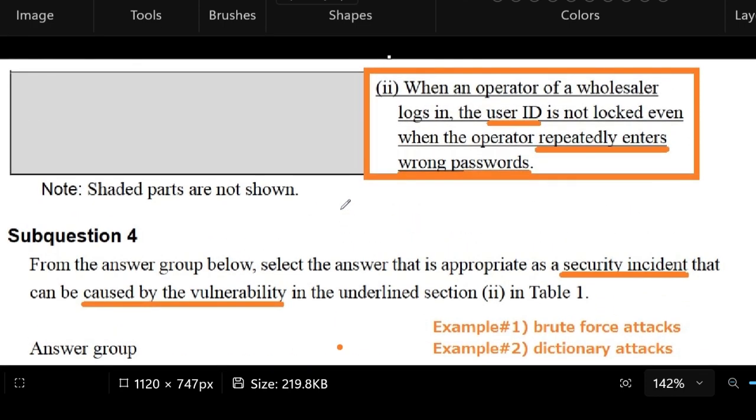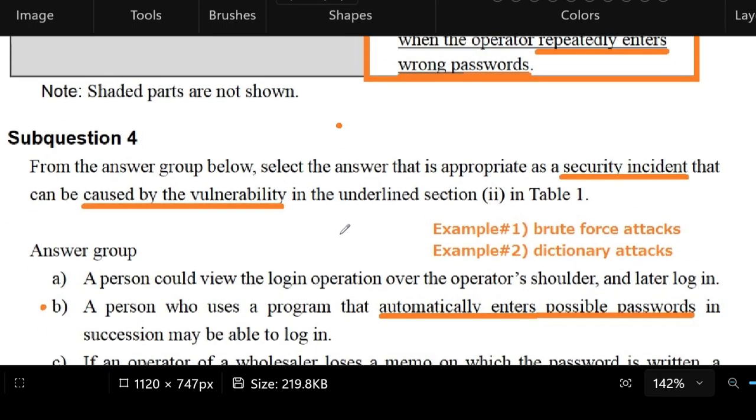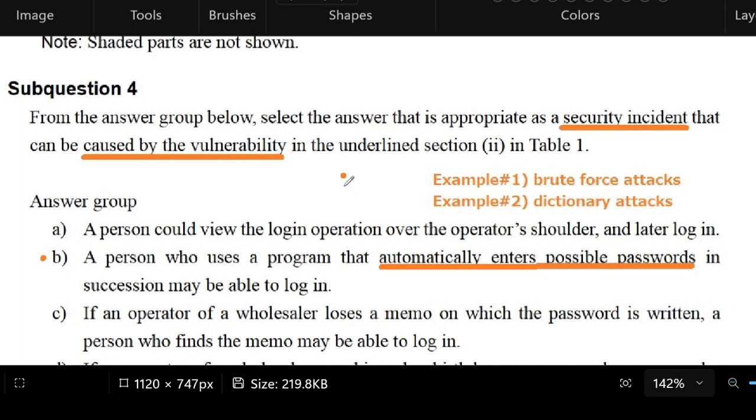It's saying that when an operator of a wholesaler logs in, the user ID is not locked even when the operator repeatedly enters wrong passwords. So we are being asked what type of security incident will be caused by this particular vulnerability. And we can think of several ways to attack this system. For example, we use a brute force attack or a dictionary attack to verify whether we can break into the account and see if we can find the correct password using this technique.